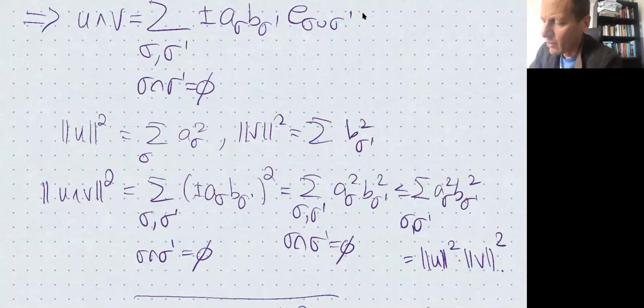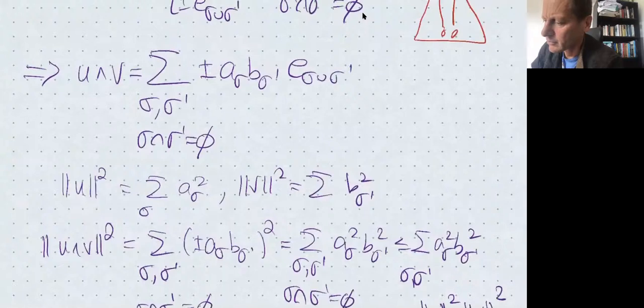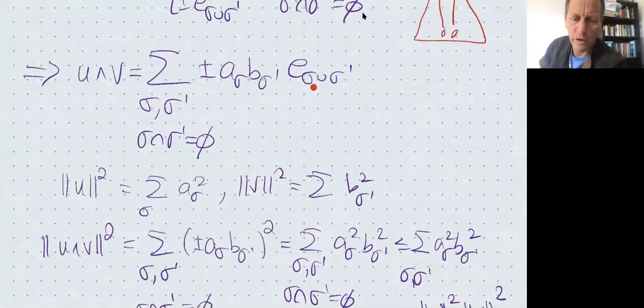Now, however, in this expression here, some of these elements appear twice or more than once. So let's say tau is sigma union sigma prime. You can get tau as sigma union sigma prime in several different ways. And so this sum is correct, but there's repetition. And so this is not really the coefficient in front of this term. You have to collect the coefficients.